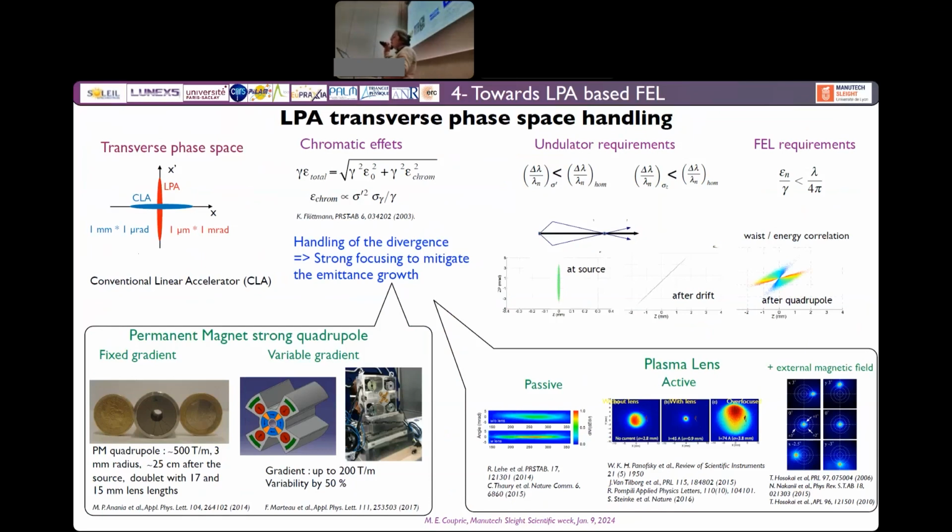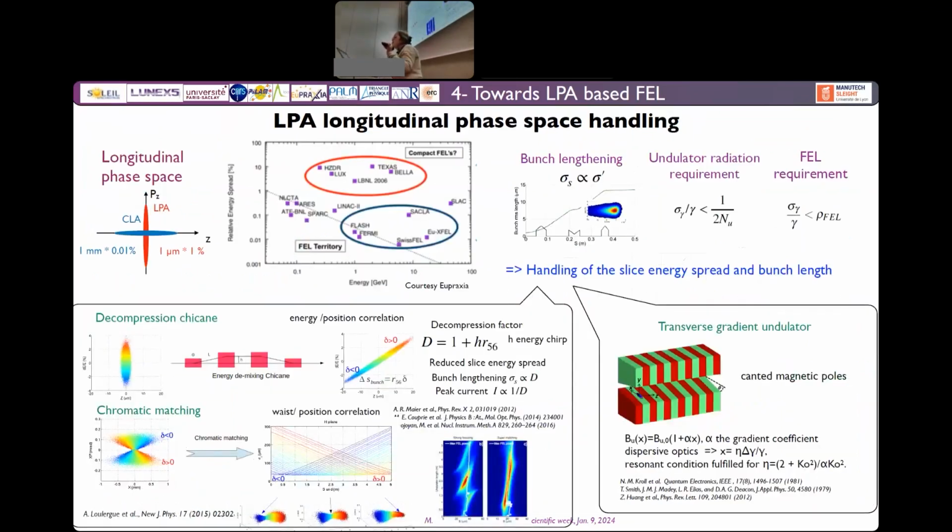So with this, we can control the divergence. For the longitudinal phase space, typically it's rare that we start with 0.1% energy spread. It's only the Chinese experiment for the moment. So one way is to go along a decompression chicane.